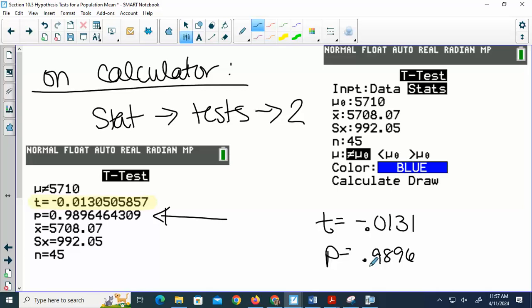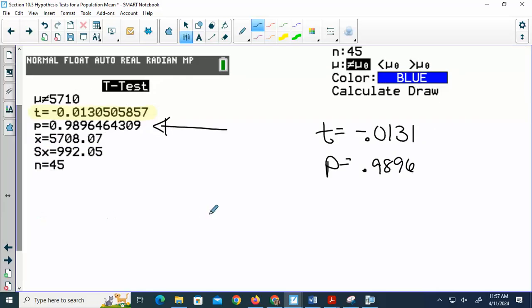How did we decide for sure if we reject or not based on the probability? You only reject if p is less than alpha. So our alpha was what, 0.05? Yeah. So obviously p is greater than alpha. So we fail to reject.